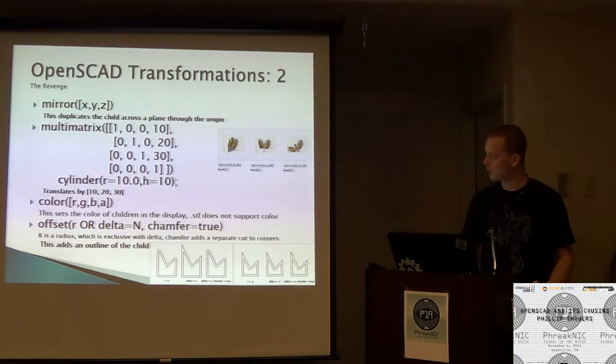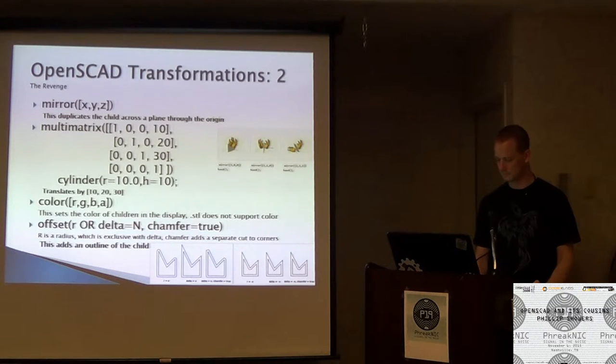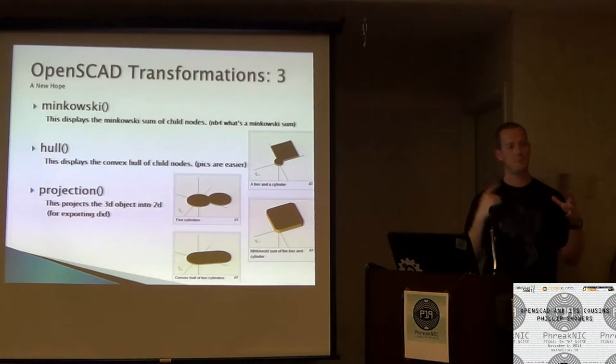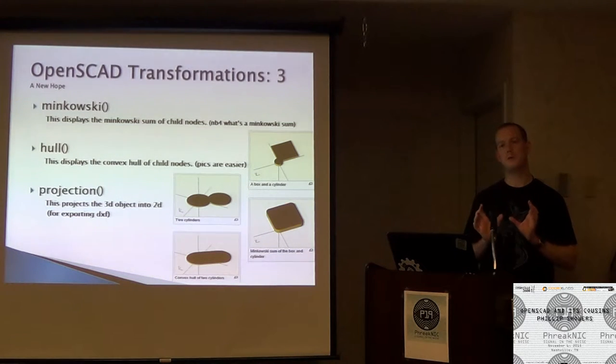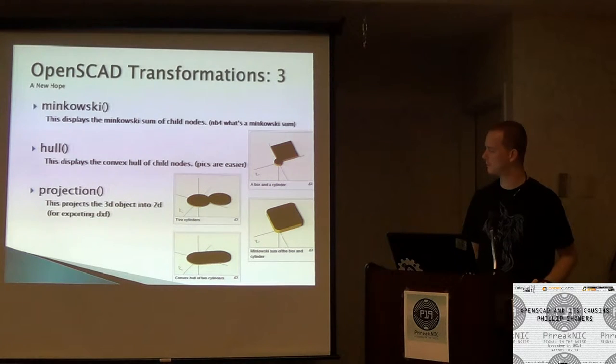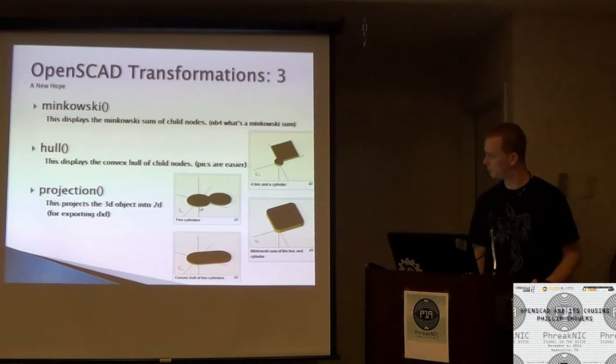Some of the chamfers are pretty important. Specifically the hull and projection are very useful. Later on I'll have examples for the hull and the projection, but hull basically allows you to merge the outlines. It's not a union, but basically it connects all the way around. So here we have two, and it goes around.